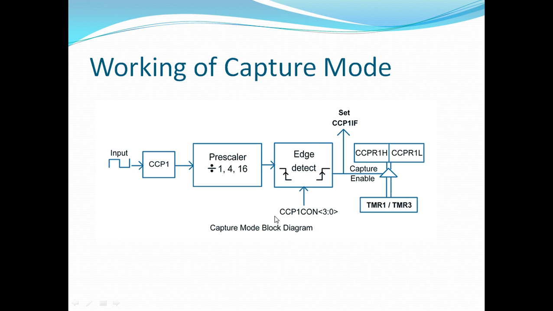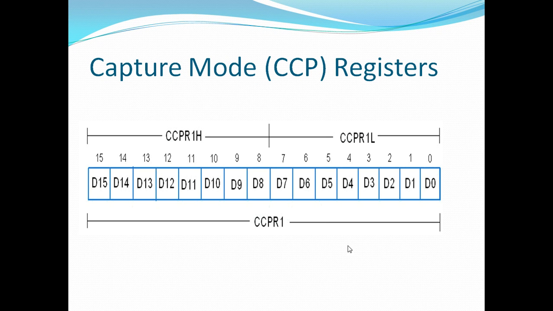This particular register is used for selection of mode for this CCP module. In the CCP1 control register, 4 bits are given, and they decide capture mode, compare mode, and PWM mode, which we will see. These are the CCP registers, higher byte register and lower byte register. The total register size is 16 bits, the lower byte register has 8 bits, and the higher byte register has the remaining 8 bits.